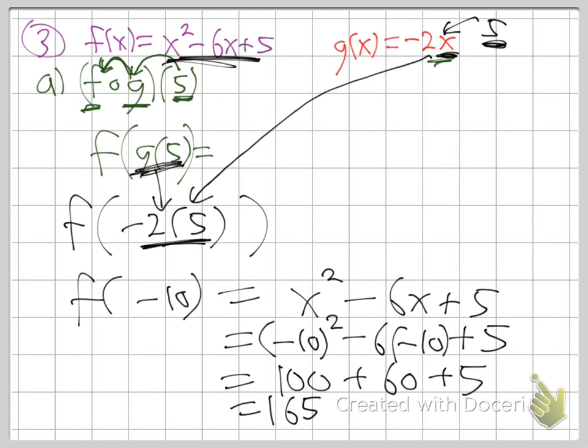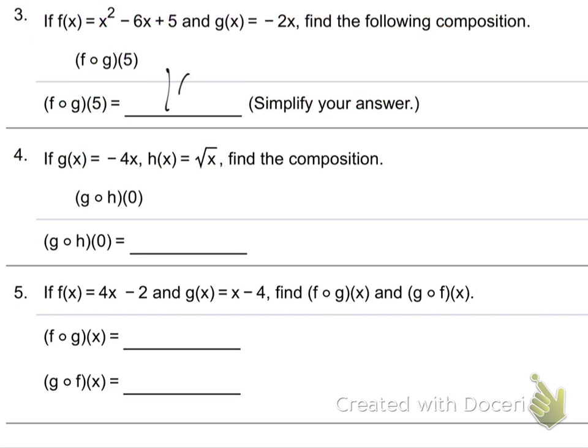So the answers would be negative 10 and... No, just 165. All that other stuff was intermediate work. So what do we do? f of g of 5 means double parentheses, really. The 5 goes into g, comes out negative 10. Negative 10 goes into f. Plug in negative 10 here for f. Final answer, 165. So this answer would be 165. Does that make sense?